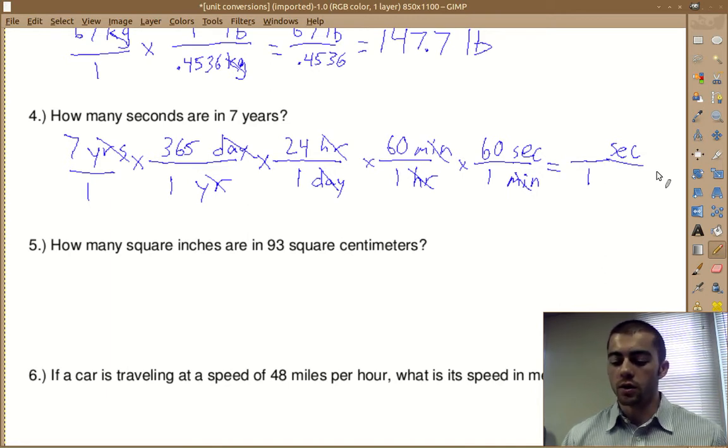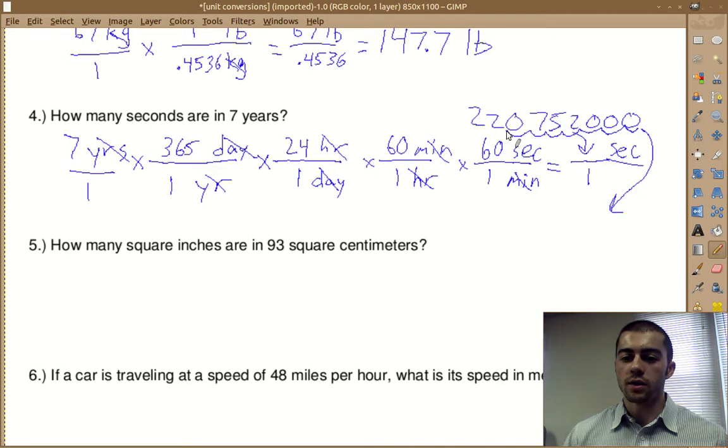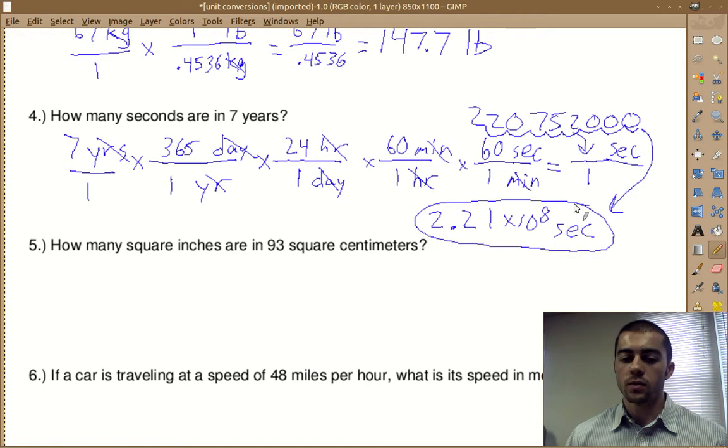So what you should end up with here is kind of a big number, so we're going to put it in scientific notation eventually, but we have 220752000. So a big number here. Whenever you get a number like this, it's really good practice to put it into scientific notation, and that way it's a little less cumbersome when you go to put it into lab data or anything like that. So we have 1, 2, 3, 4, 5, 6, 7, 8 decimal spots here, so it'll be 2.2, let's round it to 1, times 10 to the 8th seconds, and that's in 1 year. In 7 years, sorry.